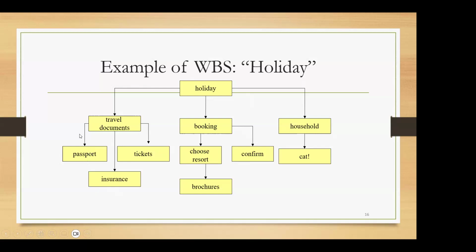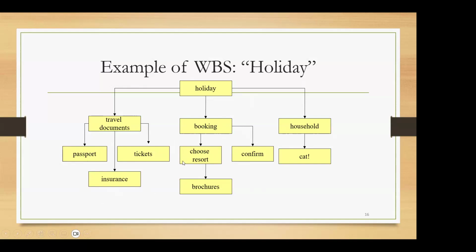Once you identify these main three tasks, main three broader areas, we can decompose this even further. So for travel documents, what do you need to do? You have to check your passports, you have to book your tickets, and you have to think of buying travel insurance, right? And then when you are booking the resort, you have to choose the resort, and then you have to confirm the booking.